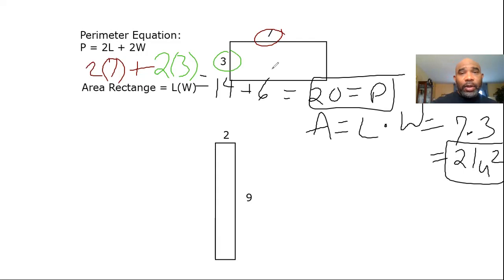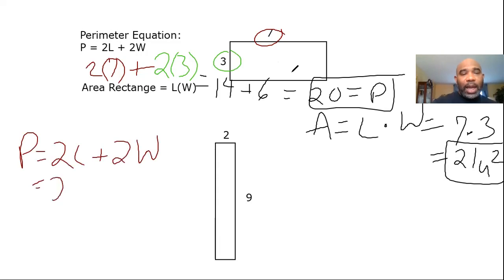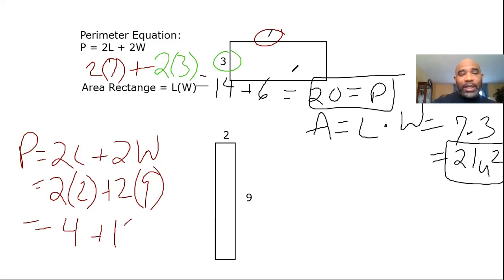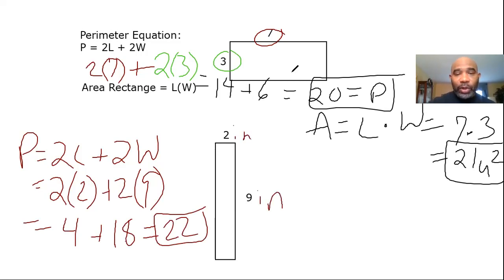So our perimeter, I'm going to use a different color here. Our perimeter is 2L plus 2W. Well, our length is 2, plus 2 times our width or height, which is 9. 2 times 2 is 4. 2 times 9 is 18. 4 plus 18 is 22. So our perimeter is 22. Again, you would have some unit. I should have included, you know how engineers' units matter. So this is 22 inches. So my unit would be inches here.